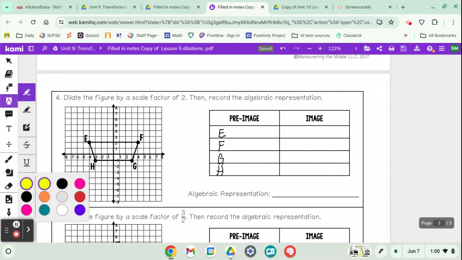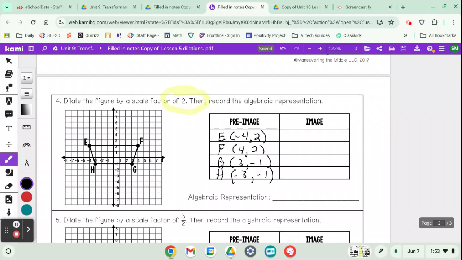We are then going to dilate the figure by a scale factor of 2. Fill in your pre-image coordinates and determine if this will be an enlargement or reduction. Pause the video while you fill it in. Now that my coordinates are listed, we will have an enlargement of our figure.